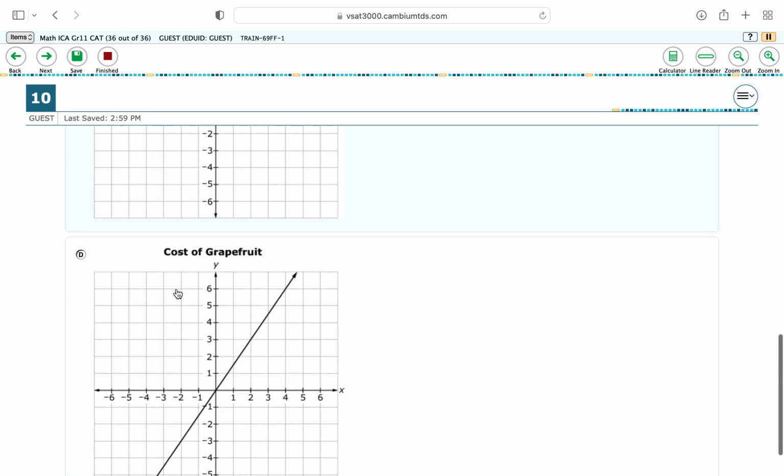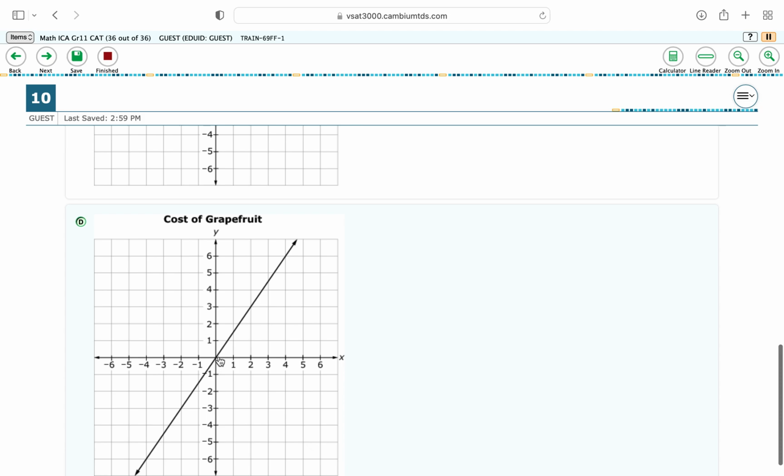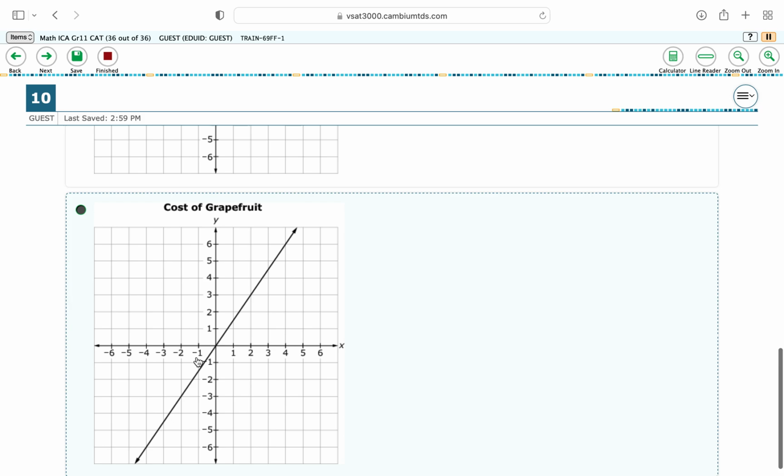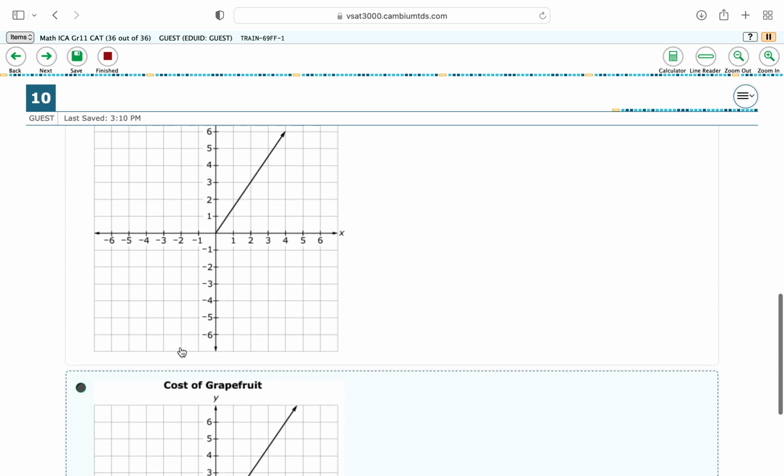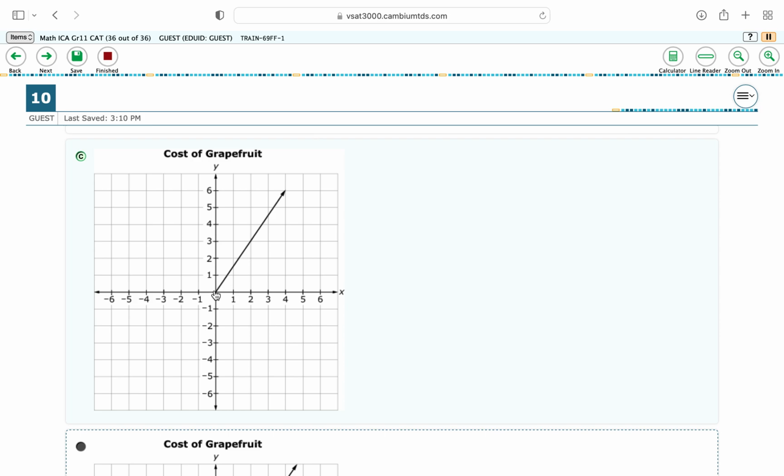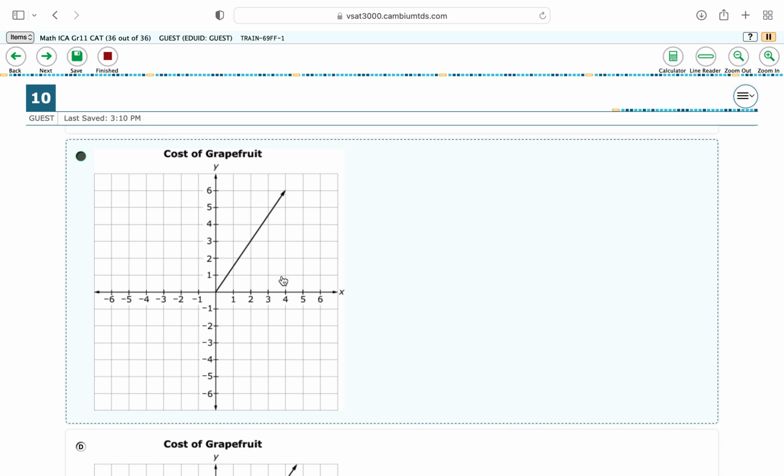So in this problem, what does the left side mean? Well, these are the number of grapefruit that you buy. So can you buy -1 grapefruit? Probably not. Can you buy -2 grapefruits? On this one, it doesn't talk about buying negative grapefruit. So I believe this is the one that we're looking at.